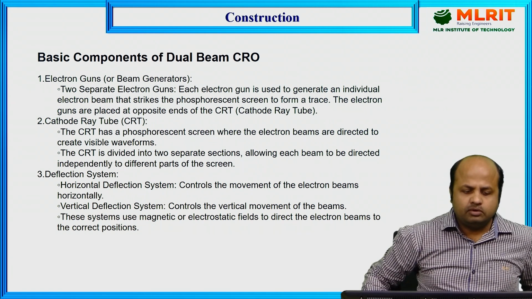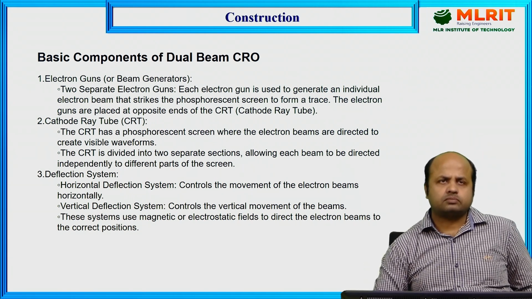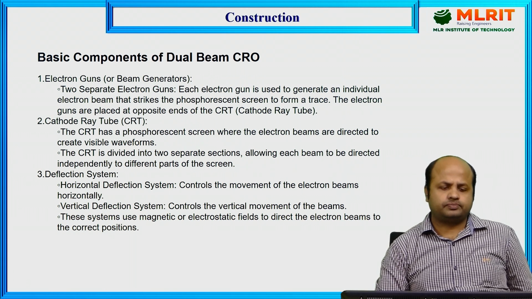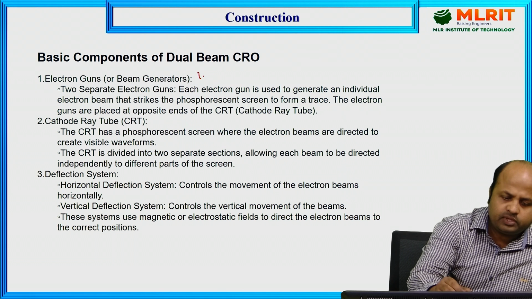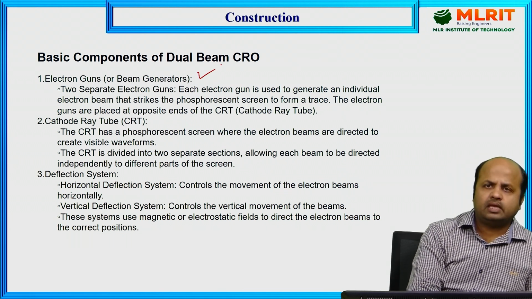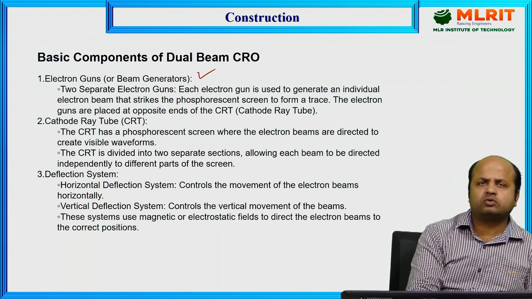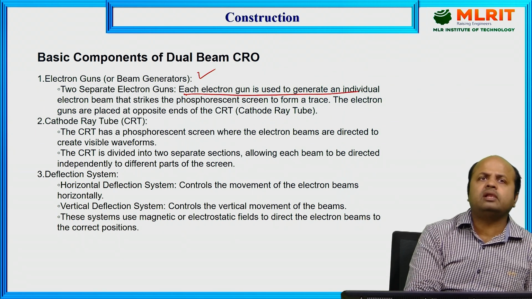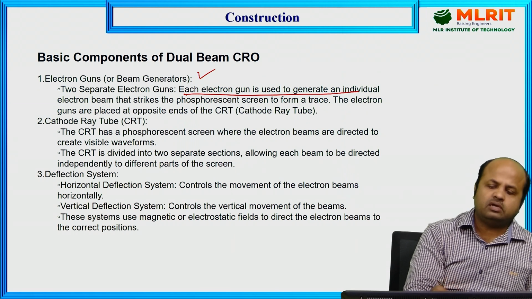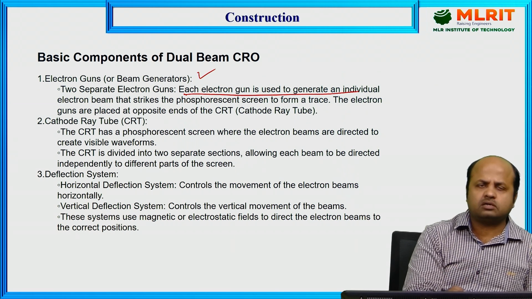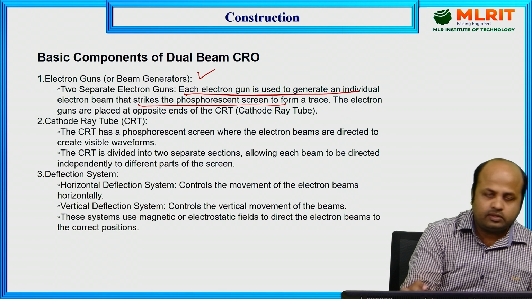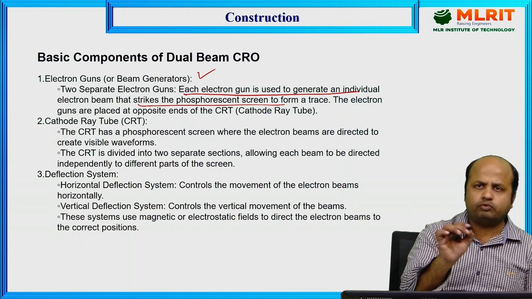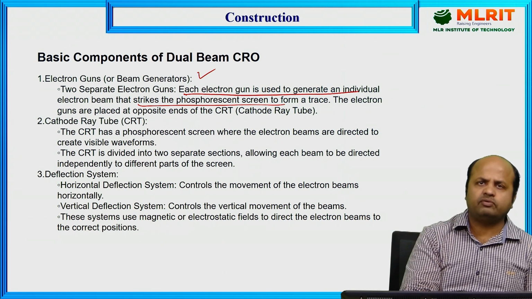Basic components of dual beam. We'll try to see what are the basic components of dual beam CRO. Dual beam CRO has electron guns. It has two separate electron guns. Each gun is used to generate an individual electron beam that strikes the phosphorescent screen to form a trace. Trace means a visualized point, a visualization of the waveform.